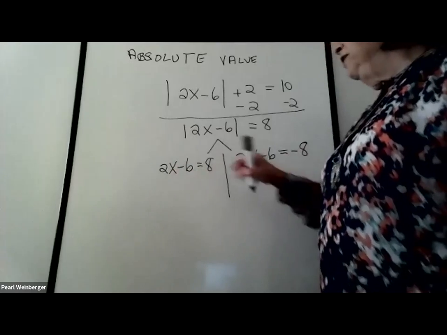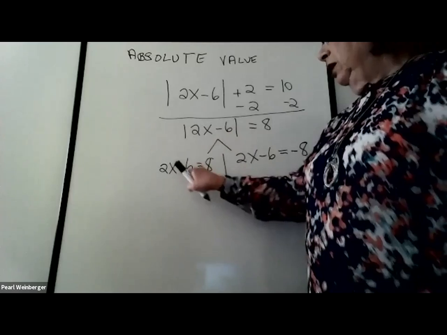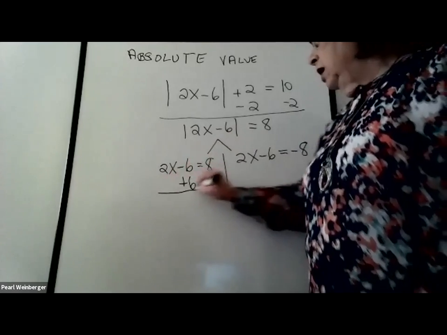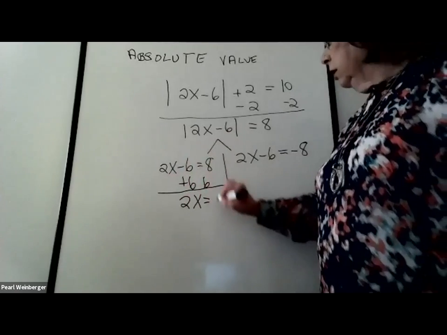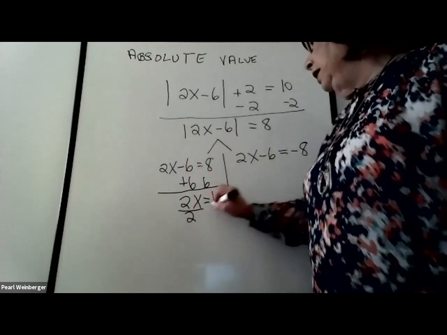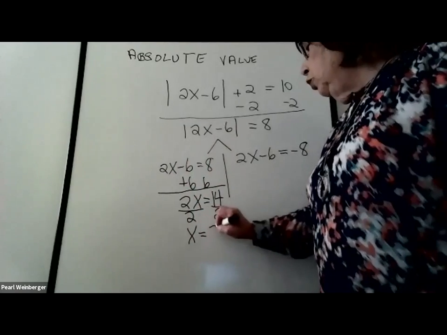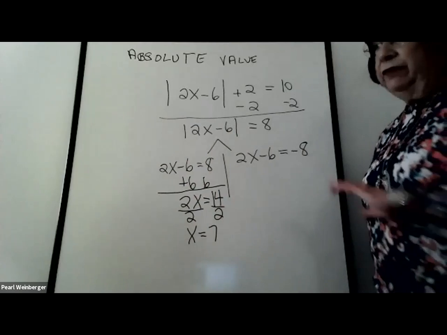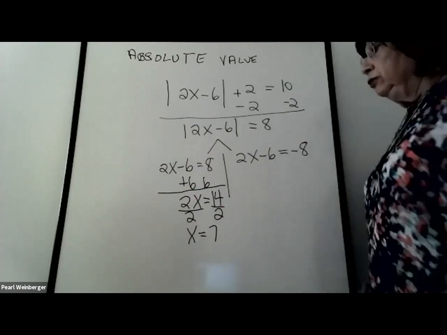Once you've solved the first one, the second one is going to be almost a repeat of the first one. Here, I'm going to add 6 to both sides. And this will give me 2x equals 14. And then to finish this up, I divide by 2, and my answer is x equals 7. So one answer to this problem is x equals 7. Don't stop here. You have to get the other answer as well.